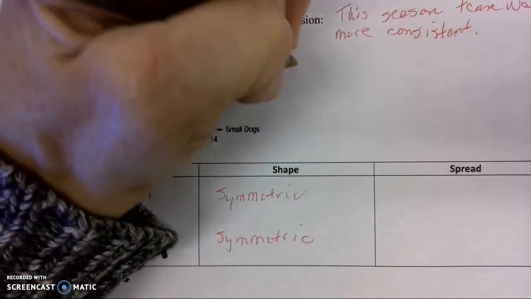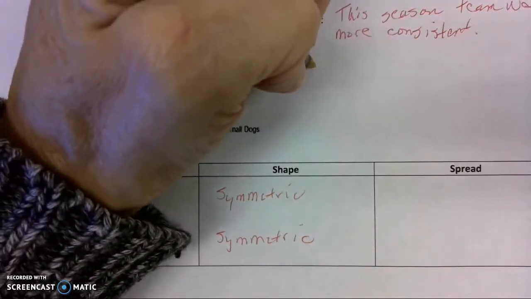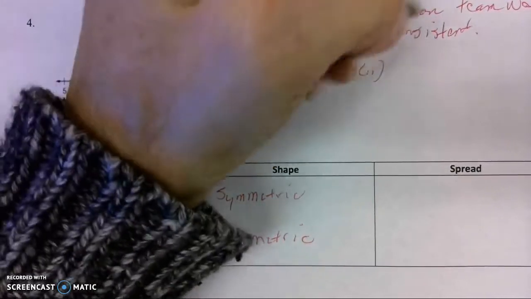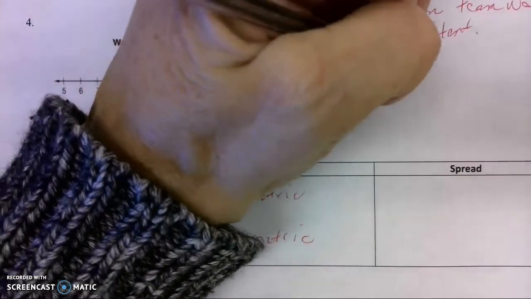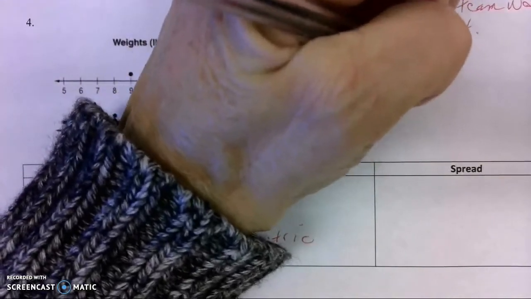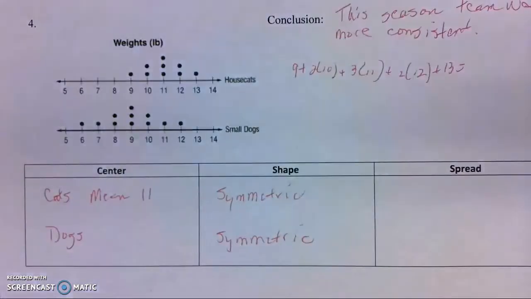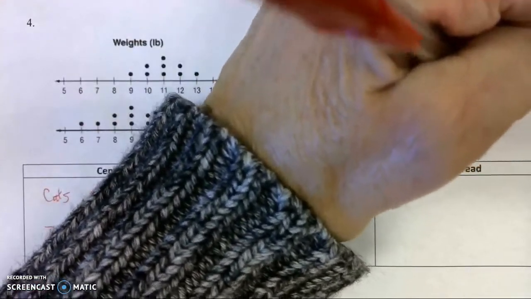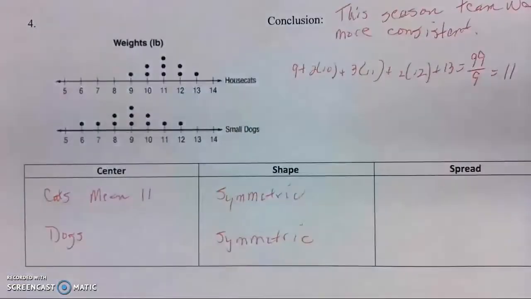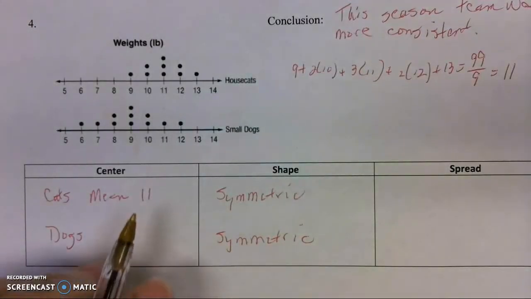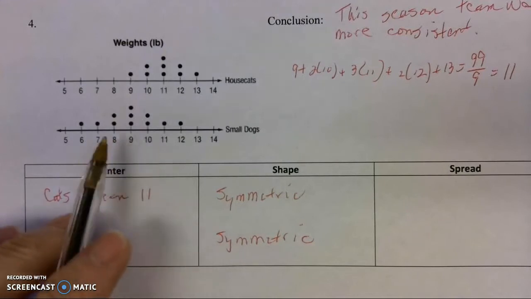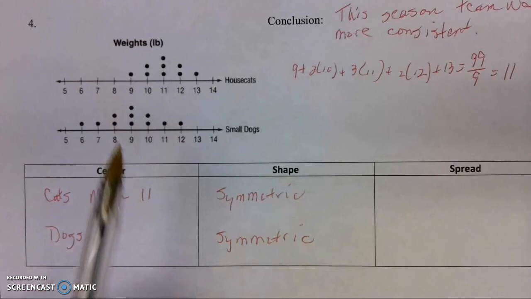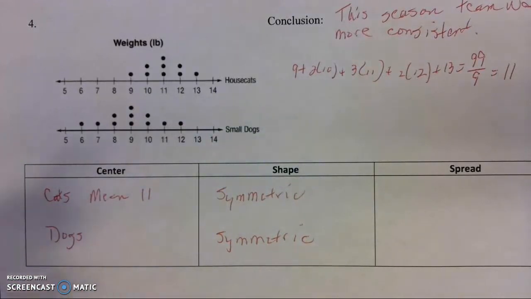So here again, I have to add 9. There are 2 10s. There are 3 11s. There are 2 12s. And then a 13. And as I said, when I add those all together, I'm going to get 99. I'm going to divide that by 9, and my mean is 11. I'm going to do exactly the same thing with small dogs. It's just that this time with small dogs, there are actually 11 numbers here. So remember, you have to add all 11.